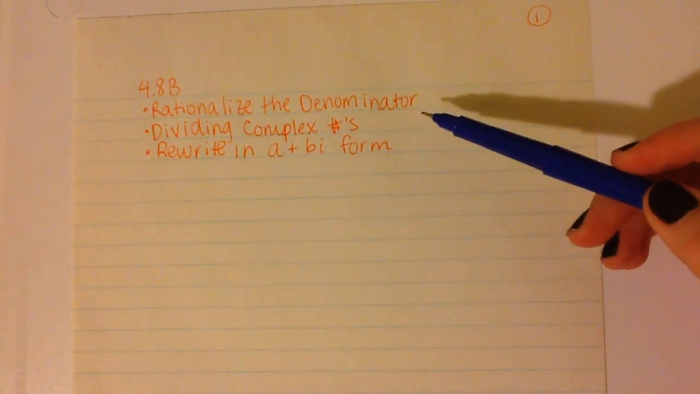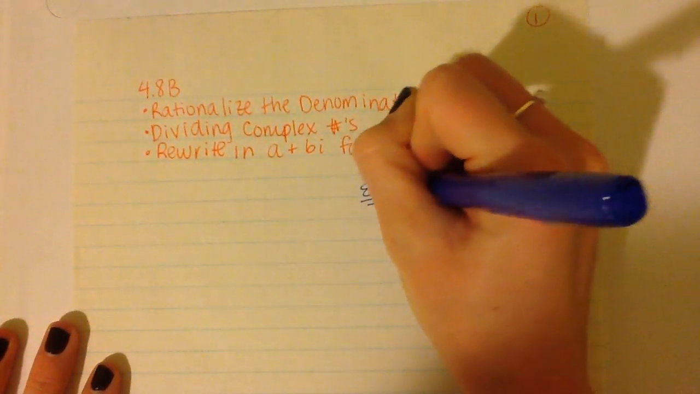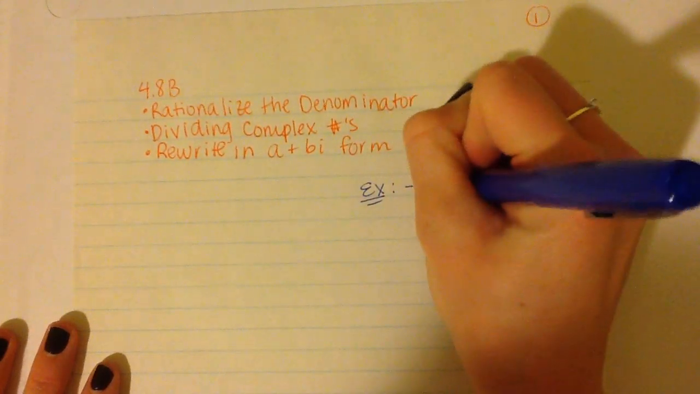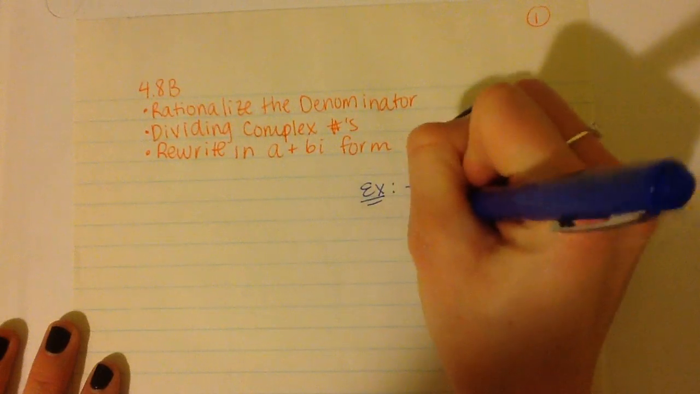Okay, in 4.8b, we are going to rationalize the denominator. We're going to divide complex numbers, and we're going to rewrite in a plus bi form. So, over to the left, we're going to do an example as we write out the steps. So if we have negative 1 minus 6i over negative 8 plus 2i.